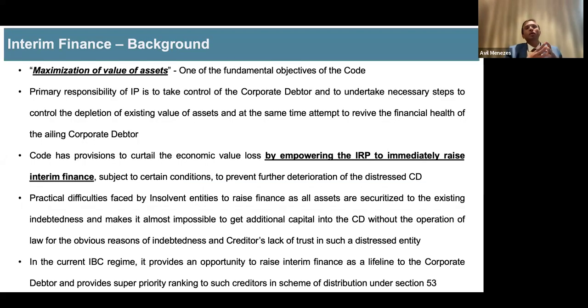So maximization of assets is basically one of the core fundamental objectives of the code, and that is also the duty of the IP to take control and to protect and preserve the value of the corporate debtor. So to curtail the economic loss, the IRP is generally empowered to raise immediate interim finance without even the constitution of the COC, provided there are assets which are not charged with any of the banks. So if the assets are charged, then he can't do it. If the assets are not charged, it is, I think, 2 times the cover of the uncharged assets, if available. He can raise interim finance.